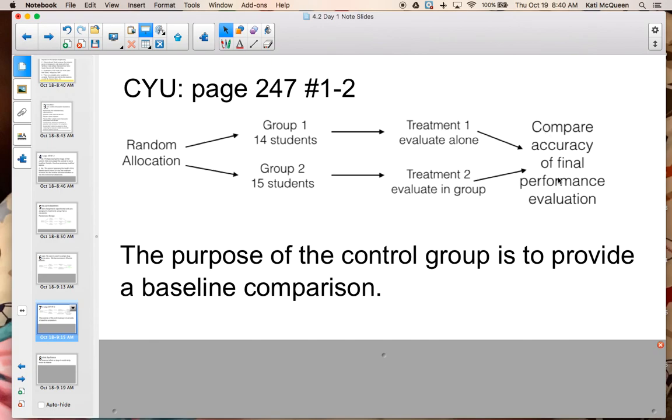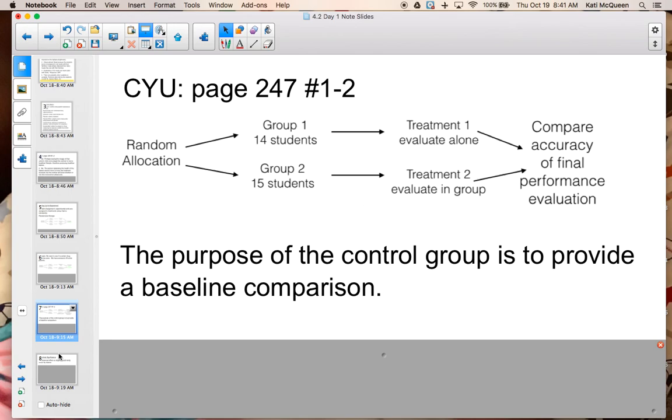So here, with accuracy of final performance evaluation, maybe the average for evaluating in a group was 89% and evaluating alone was 88%. Even though this group did better, is there really a difference between 88 and 89%? Probably not. So we would say that's not statistically significant. In the upcoming months we'll establish that line of, is 87 and 89 a big enough difference? Probably not. What about 86 and 89? We'll look at where the line is drawn where we can say, yep, there was a difference.